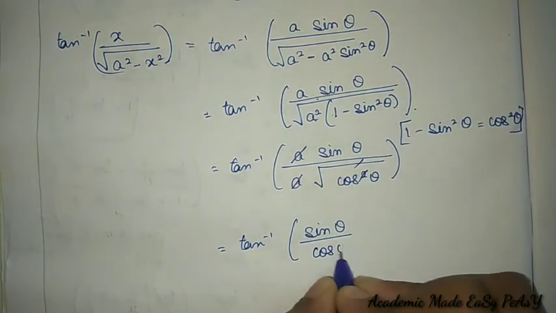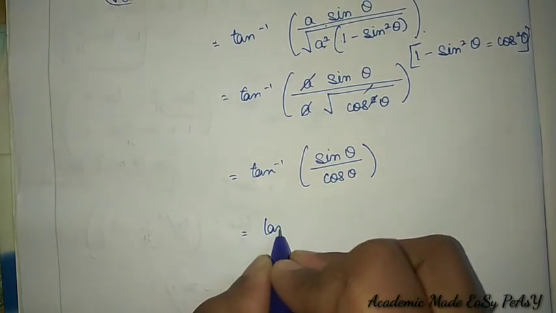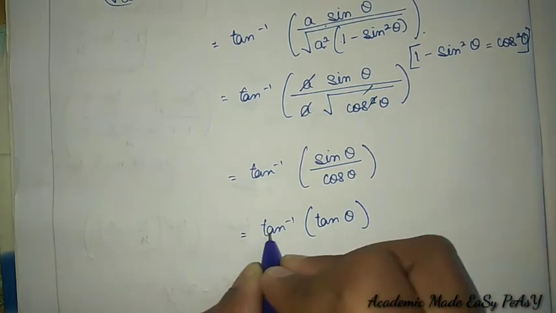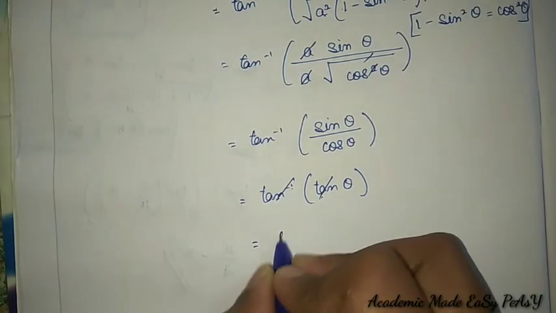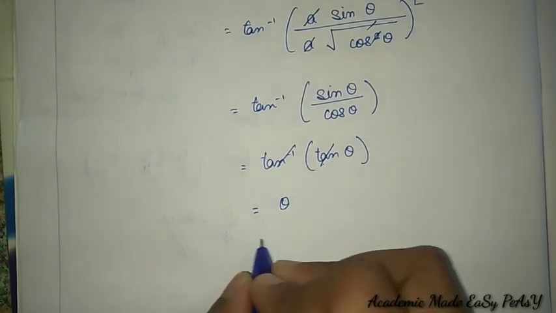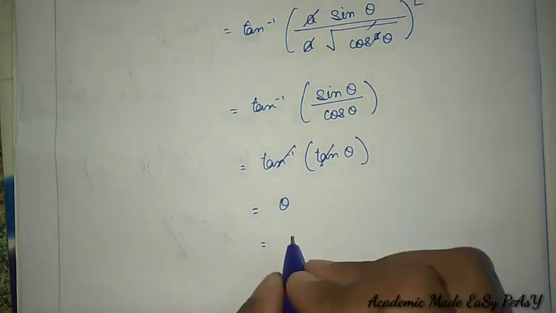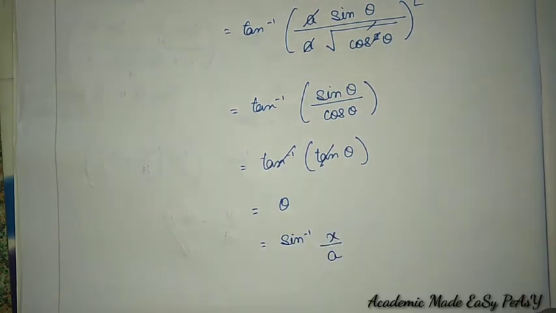So cos theta. What is sine theta by cos theta? It is tan theta. Tan inverse of tan theta. So tan inverse and tan will get cancelled. So only theta remains. Already we have found the value of theta, isn't it? The value of theta is sine inverse of x by a.